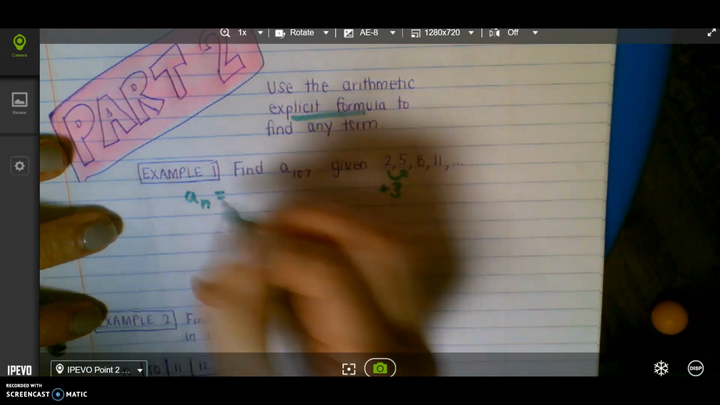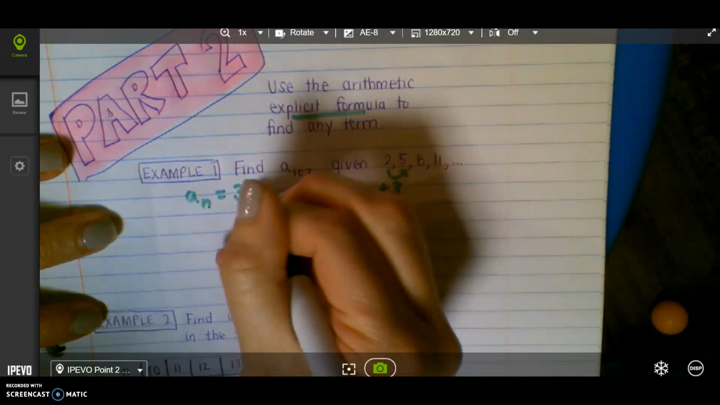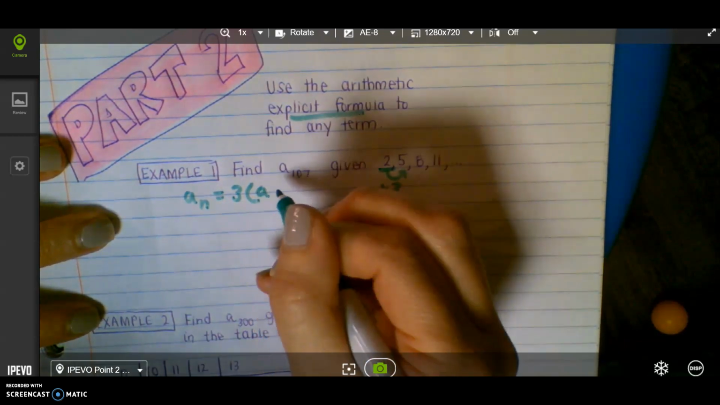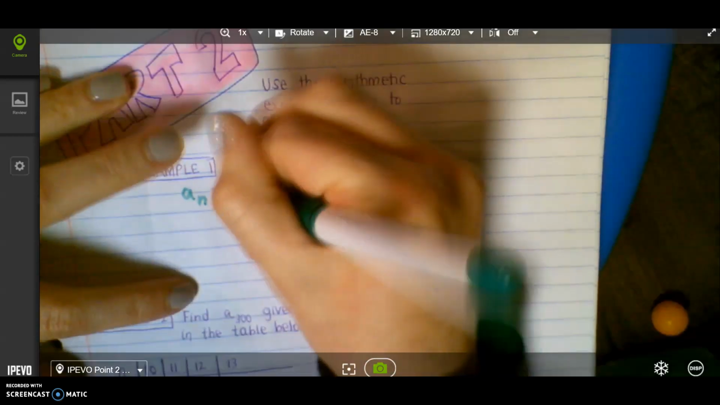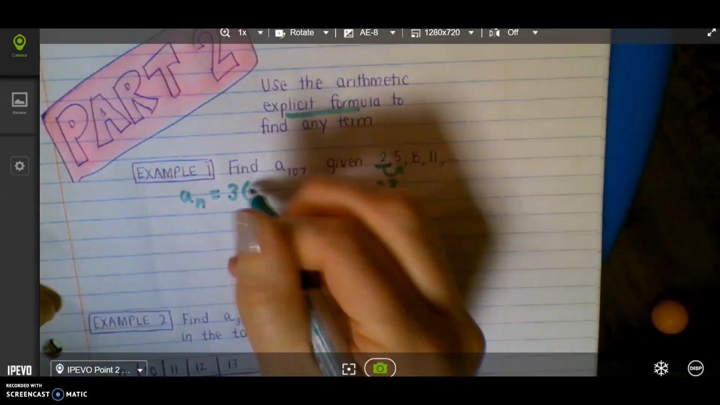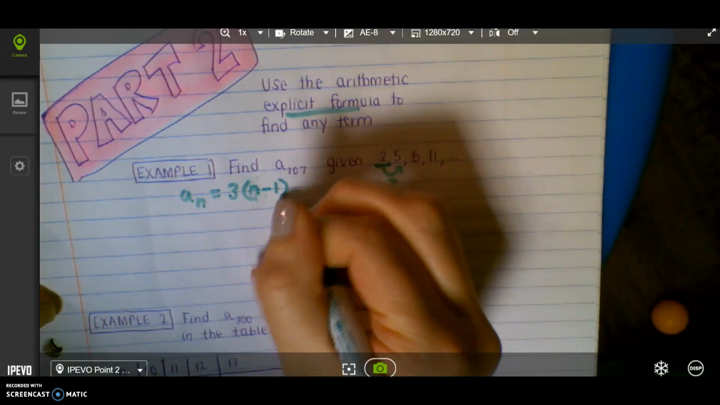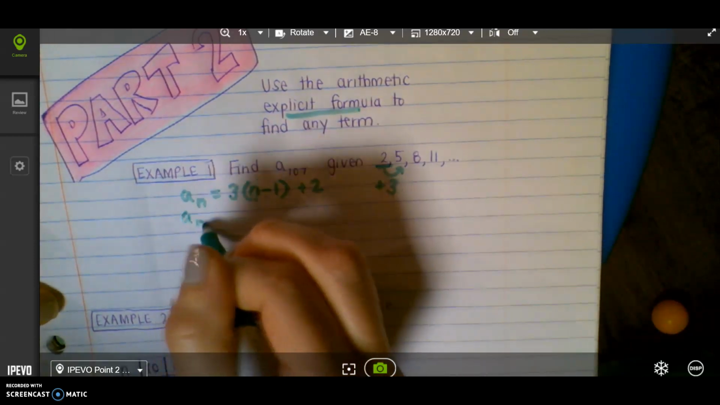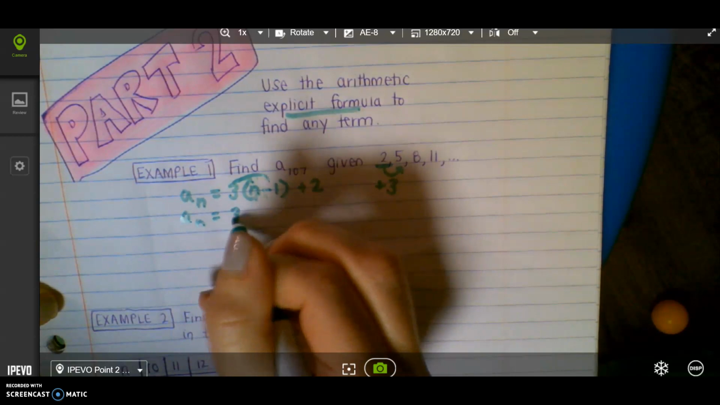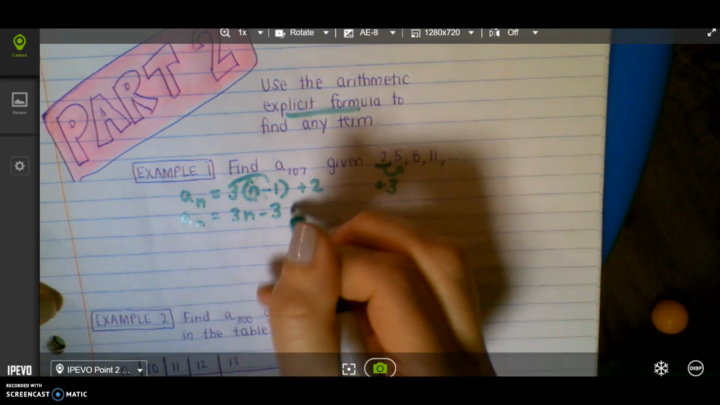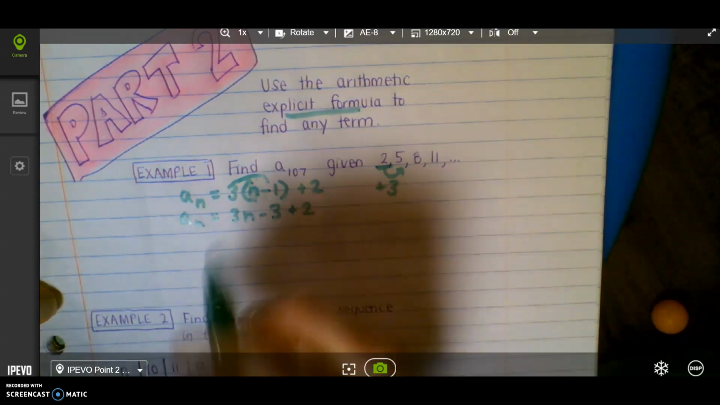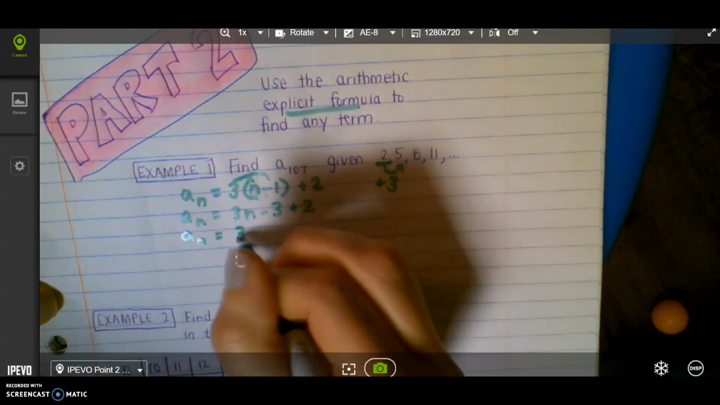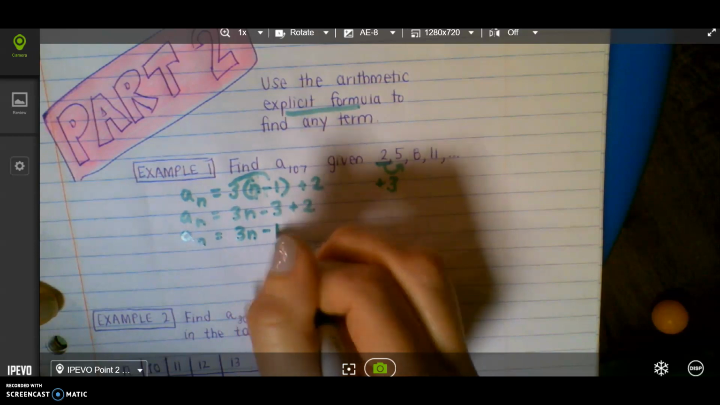A sub n equals common difference times, I'll use the first term. Oops, that should be an n. Using the first term, so I shift to the right 1. And then the first term was 2. Distribute 3n minus 3 plus 2. Combine like terms. 3n, negative 3 plus 2 is negative 1.